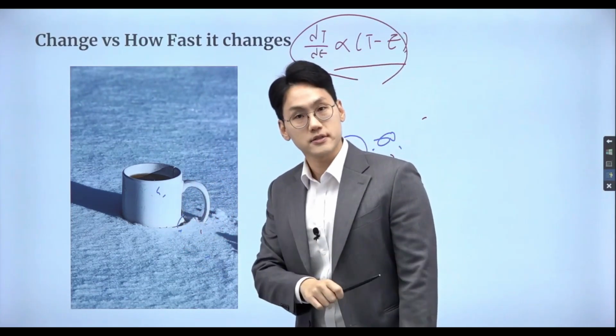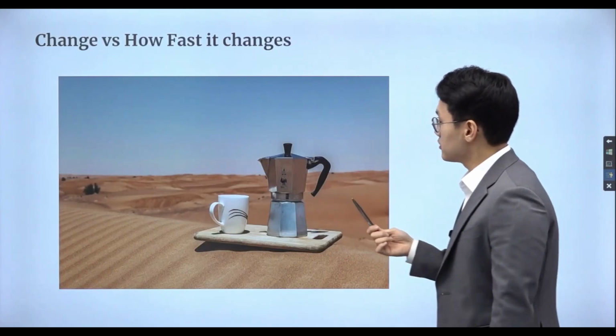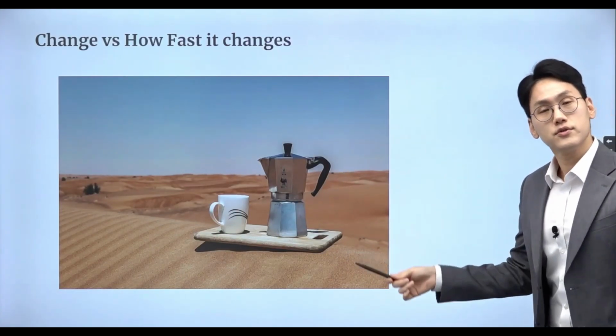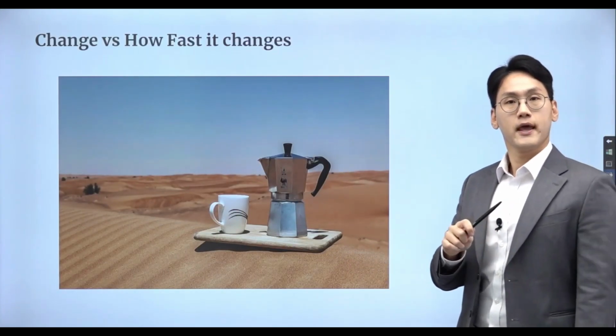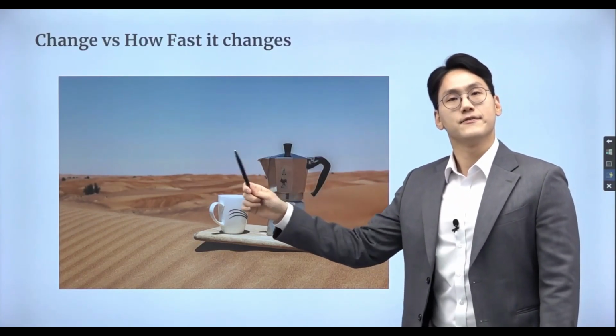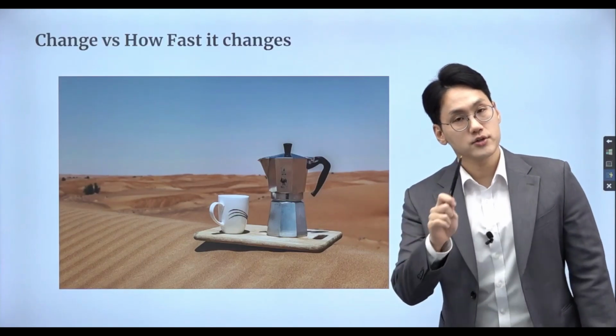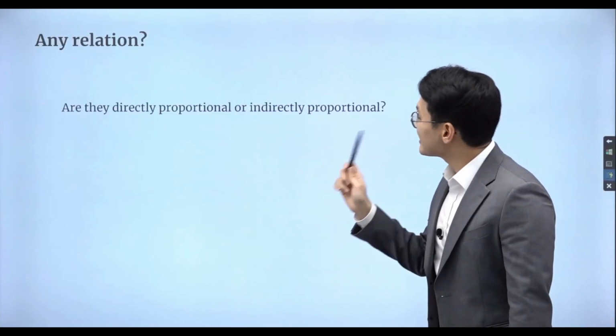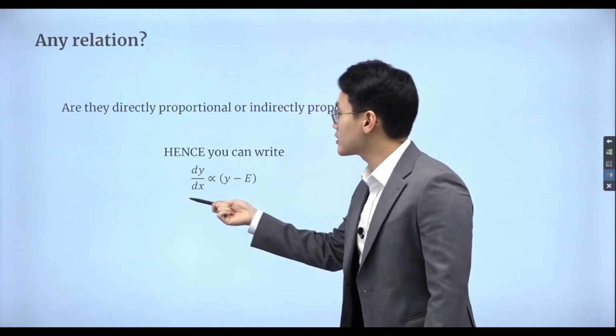changing very, very fast. Okay, but let's leave it in a desert, in a very, very hot temperature. Then you know the difference is going to be very, very small. Hence, the change of the coffee is going to be slower than it would have been in a very ice-cold environment. And what I'm trying to suggest here is that we cannot take this equation for granted.